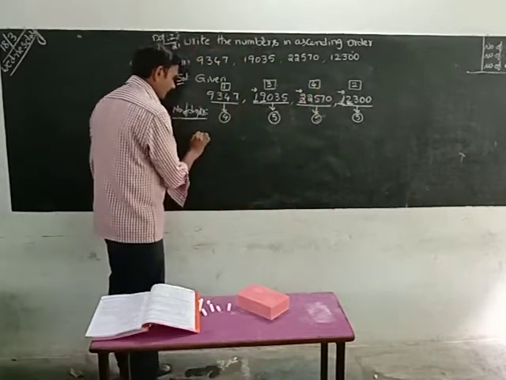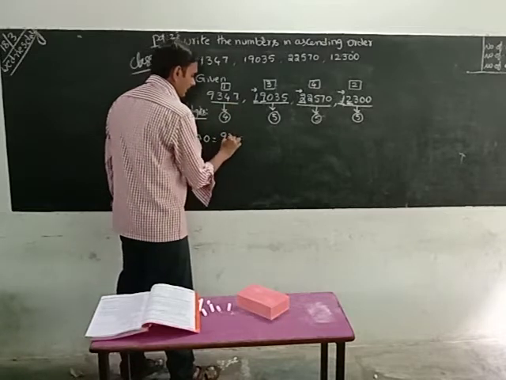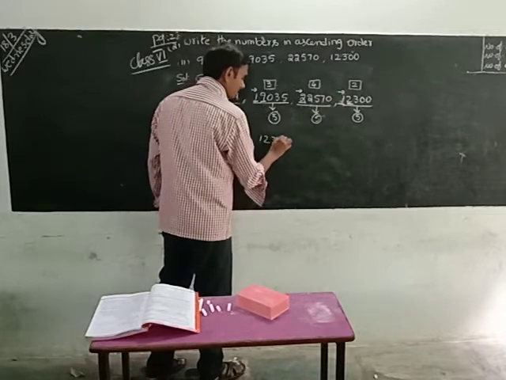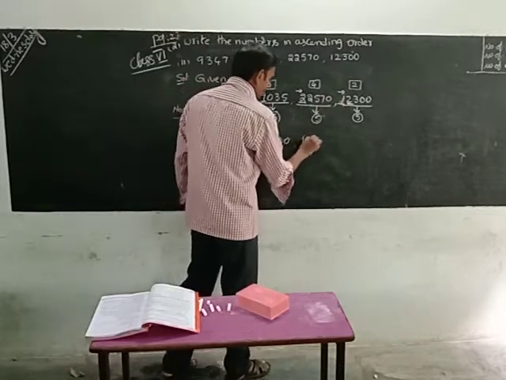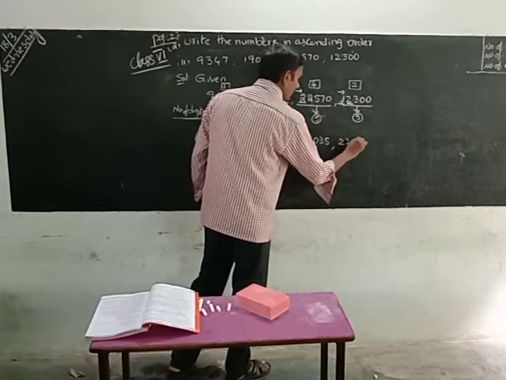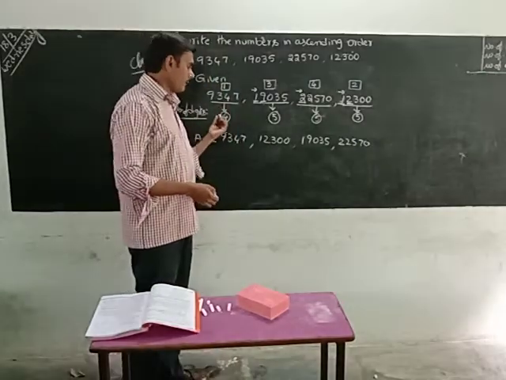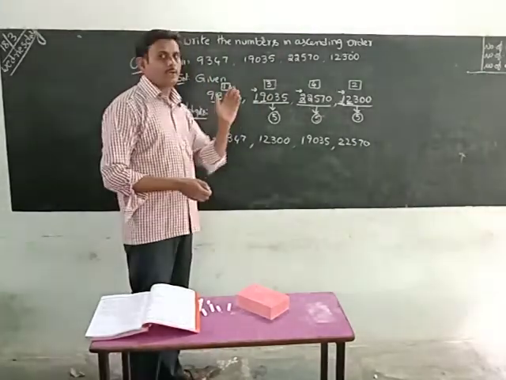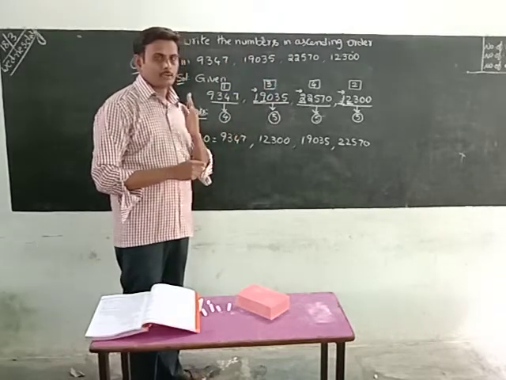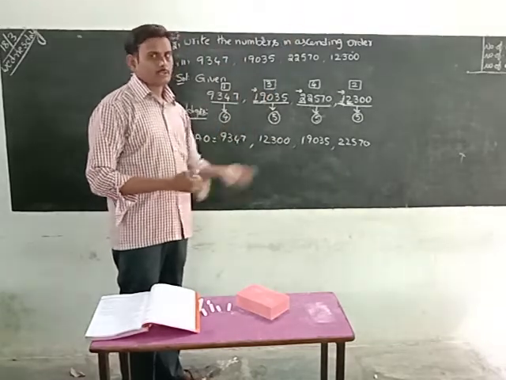Now we can write ascending order equal to: first place 9, 3, 4, 7. Second place, third place. This identification is the same for the descending order also, but by writing the ascending order, which means small to big, 1, 2, 3, 4 we have to write. Already I told in a previous class also: arrange the numbers from small to big, 1, 2, 3, 4. Then this is the ascending order.